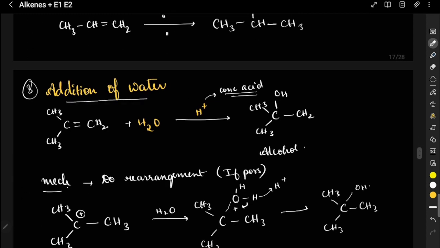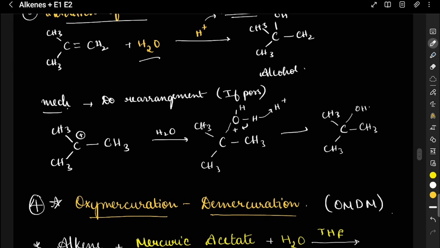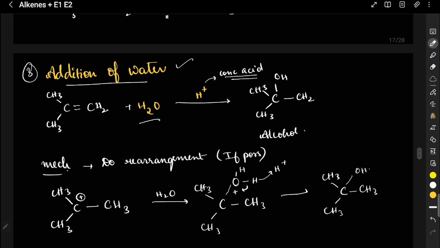Now, addition of water is the third reaction. It is simply adding water, and we are going to need some H plus ions. So we add minute drops of dilute H2SO4, because you need H plus ions for the reaction. From the acid, we get H plus. Because of this, a tertiary alcohol is formed.